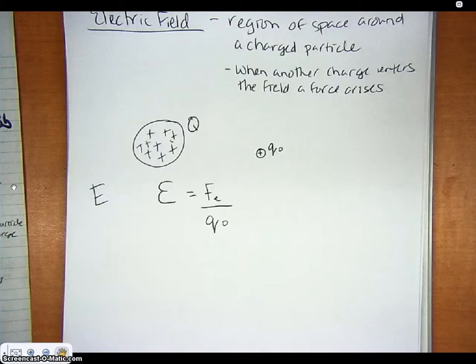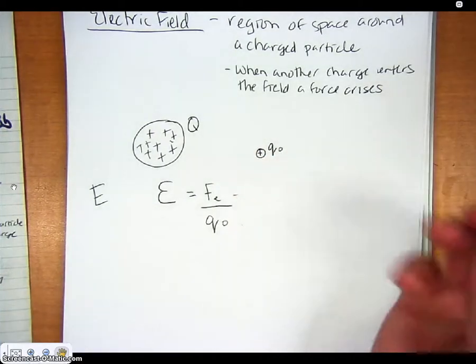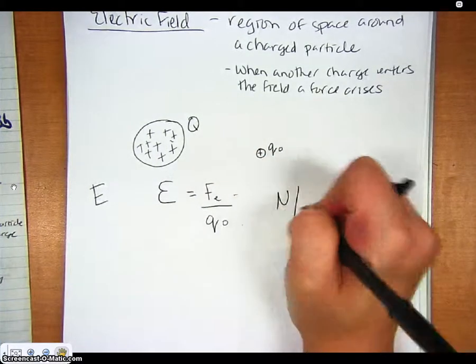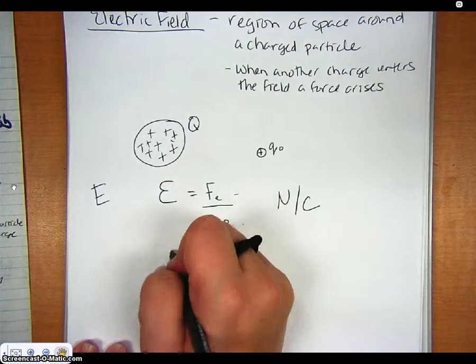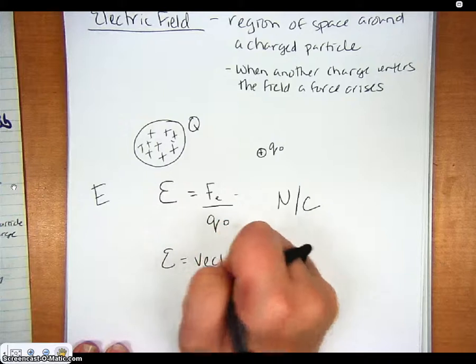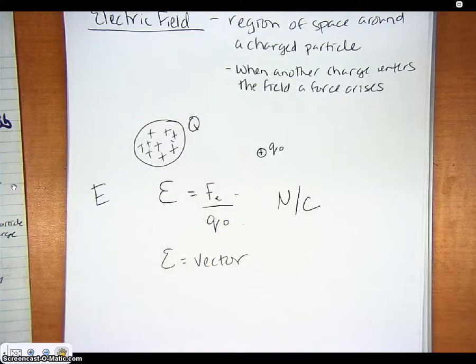So the magnitude of an electric field is force over charge, right? So we've got force over charge. So the unit is a Newton per Coulomb. Okay, now an electric field is a vector, right? Because it has a direction.